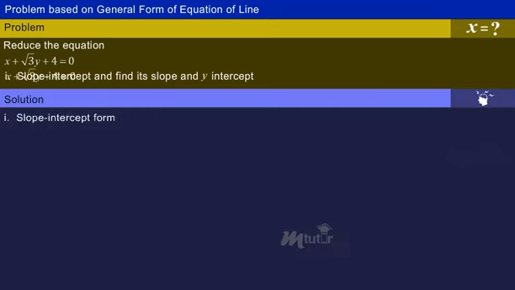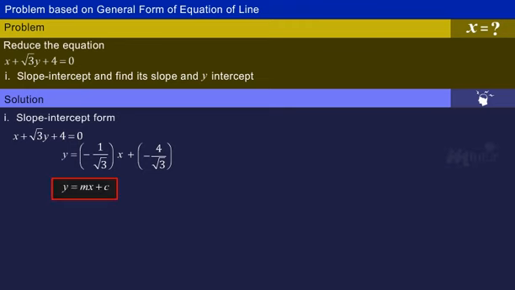Solution. From the given equation, we can write the equation of line as y is equal to minus 1 by root 3 into x plus minus 4 by root 3. This equation is in the form of slope-intercept. Therefore, the slope m is equal to minus 1 by root 3 and y-intercept c is equal to minus 4 by root 3.